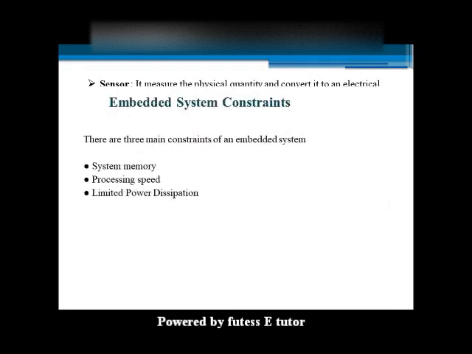Constraints of an embedded system are system memory, processing speed, and limited power dissipation. System memory is a standalone memory. It is an integrated on-chip memory that supports the logic code to accomplish the intended function. Optimizing an embedded system for low power consumption requires developers to find a balance between performance and power usage. However, achieving this balance can mean compromising product capability and reliability.